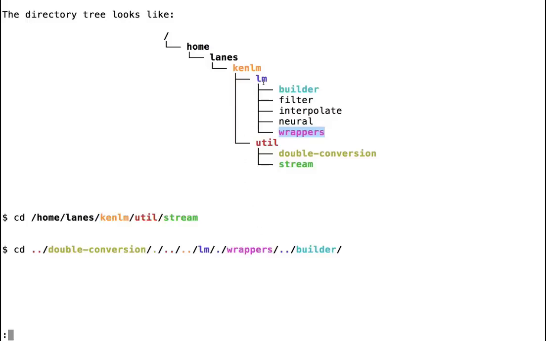Wrappers is a subdirectory of lm. So, ../double conversion/./../../lm/./wrappers refers to /home/lanes/knlm/lm/wrappers.